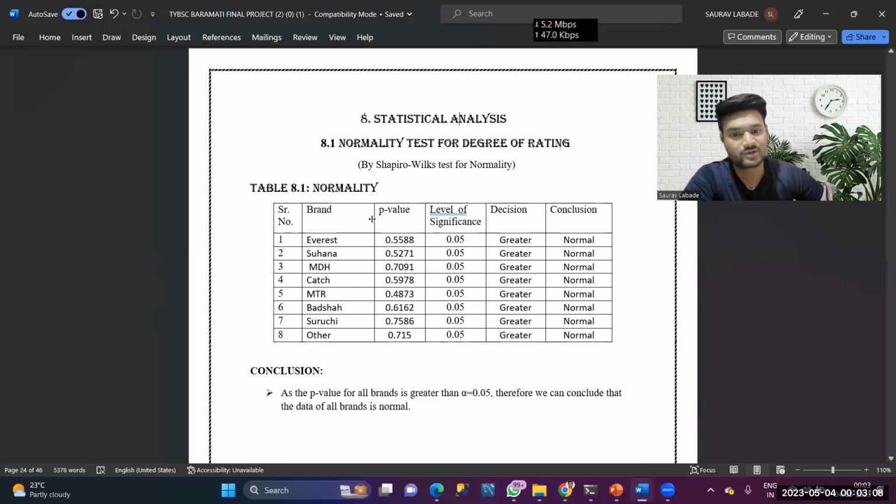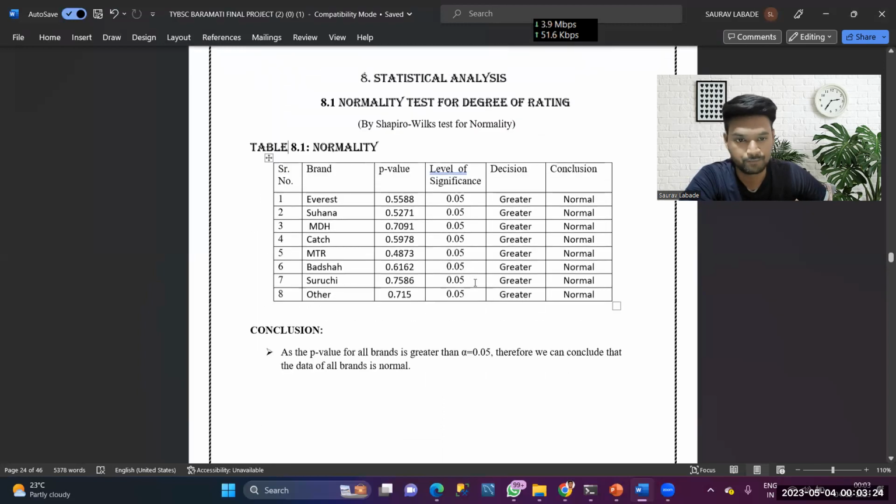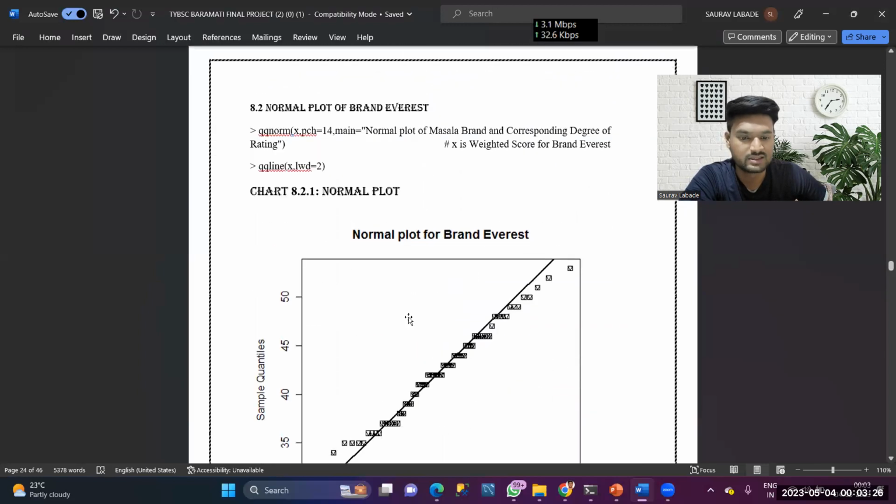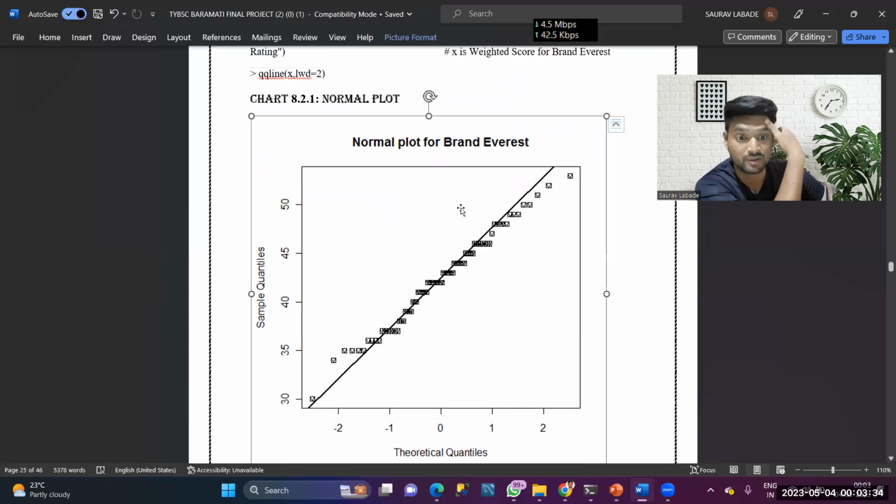For checking normality, I used the R software. The R software is not required; you can simply use MS Excel and check the normality or other things, like the t test, F test, and chi-square test. Here I used the command qqnorm on the R software, and from that I get the normal plot.